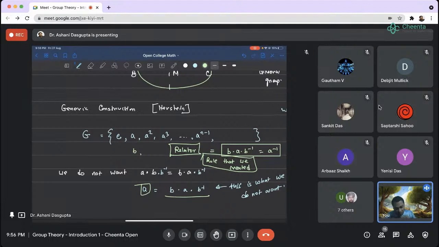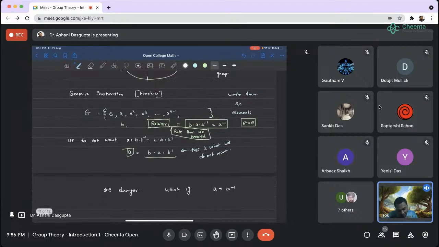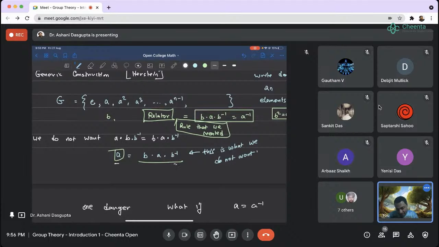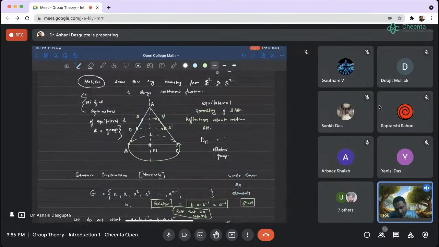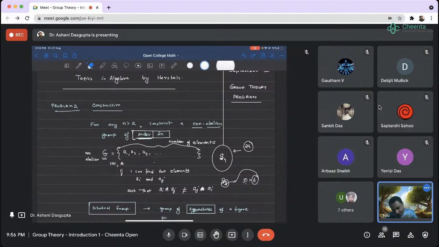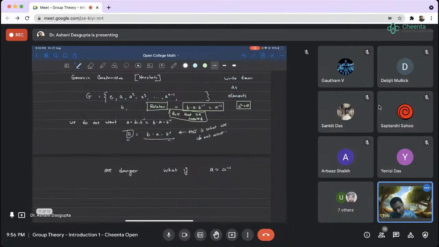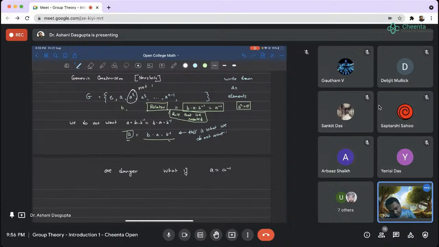Okay, so far what do we have? Oh, there is one danger. What if a is equal to a inverse? Then our trick won't work. But that's fine because we are working with n greater than 2, right? So we can assume that a square is not equal to identity. So a square is not identity. So you have to always be very careful.